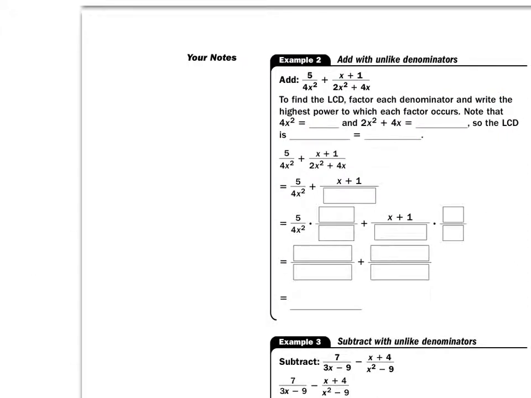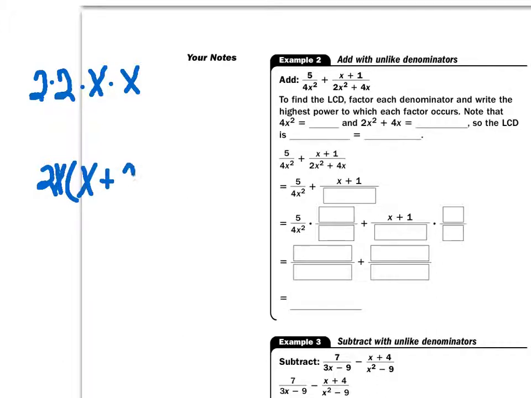Example 2. I'm going to add fractions that have unlike denominators. First, I need to find the lowest common multiple. So I'm going to factor both denominators. 4x squared factors into 2 times x times x. And then 2x squared plus 4x will factor into 2, and I'm going to pull x out, so 2x times x plus 2.